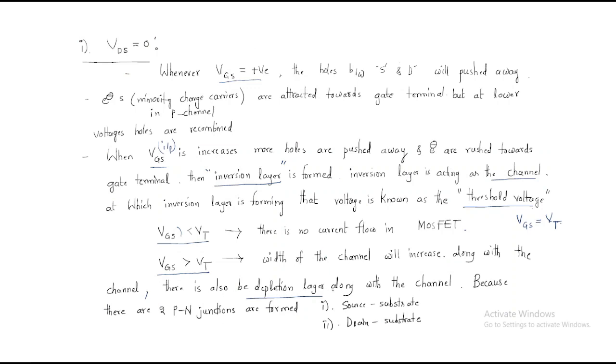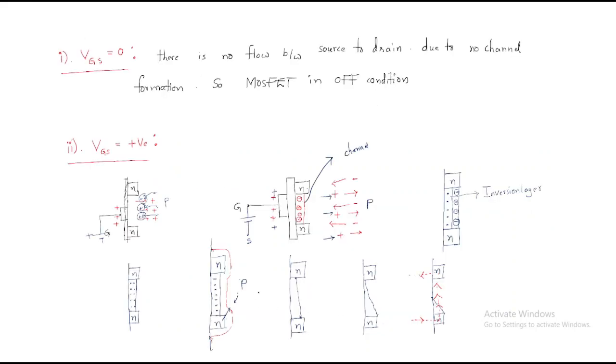There is also a depletion layer along with the channel, because two PN junctions are formed. One is source and substrate, another one is drain and substrate. Look at here. This is the source, and the substrate means this channel is the substrate, forming a PN junction. This is the one channel.